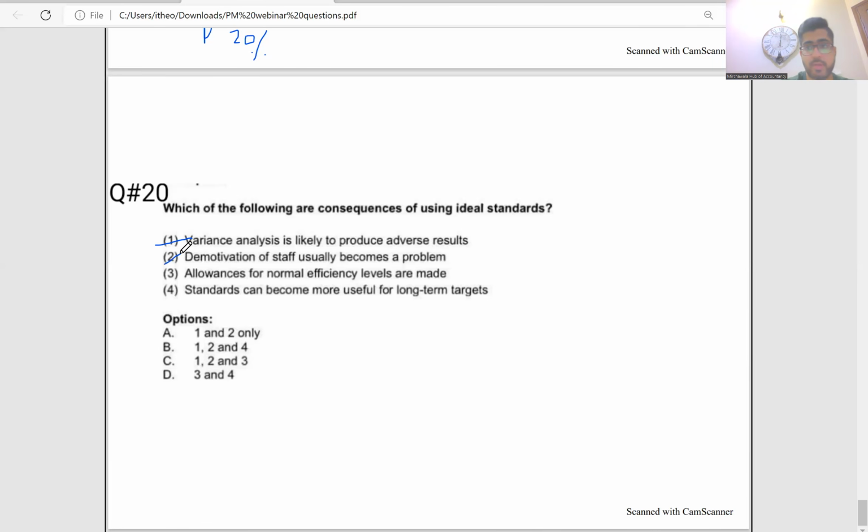Demotivation of staff, I've told you ideal standards demotivate employees. Okay. Allowances for normal efficiency levels are made. No, there is no allowance given. 3 is wrong. Okay. Standards can become more useful for long-term targets. Any standard, be it ideal, attainable, or current, is useful for the long term. So 1, 2, 4 is the answer.